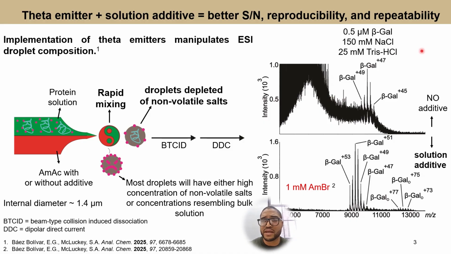This is a representative spectrum of a solution of beta-gal. Beta-gal is a tetramer of approximately 466 kilodalton, dissolved in 150 millimolar sodium chloride plus 25 millimolar Tris HCl as a buffer system. As you can observe from the spectra, the implementation of theta emitters with 1 millimolar ammonium bromide solution additive offers a higher quality spectrum compared with the same method without solution additive. Overall, theta emitters with solution additives offer better signal-to-noise ratio, reproducibility, and repeatability.